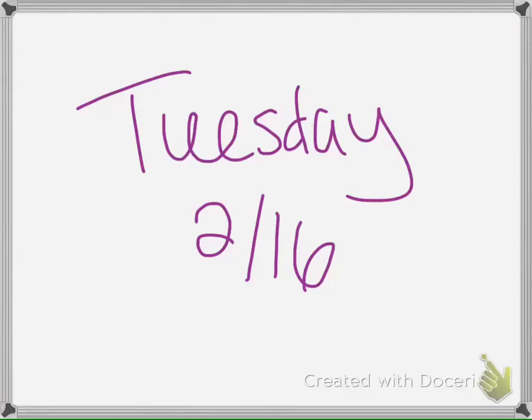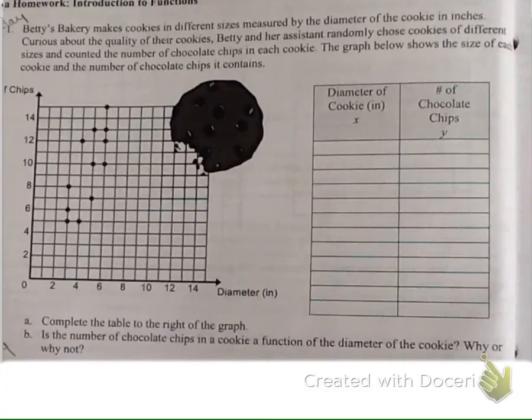Okay, this is homework for Tuesday, February 16th. You should have already done the problem in your new math book, and you're here to correct it. So A says to complete the table to the right of the graph. So it's asking you to take the points from here and put them into the table.